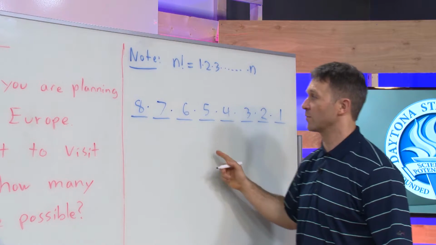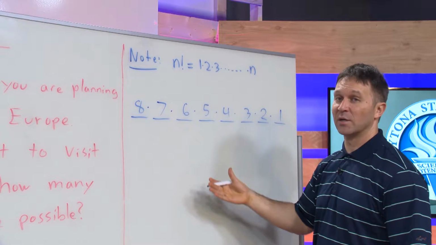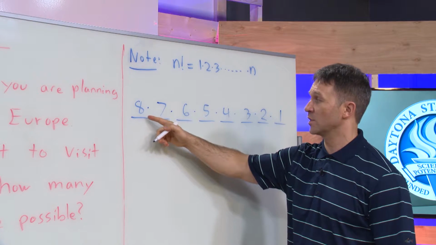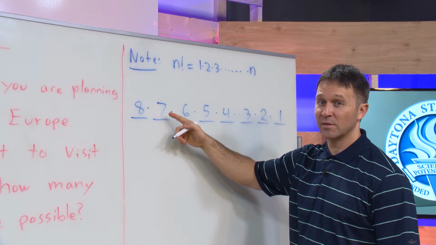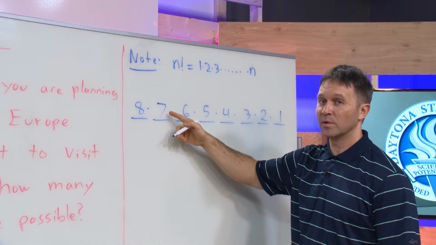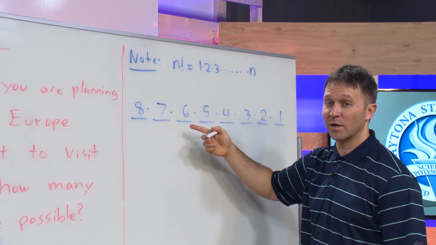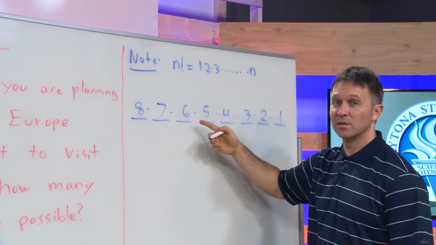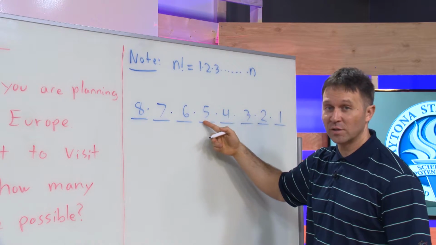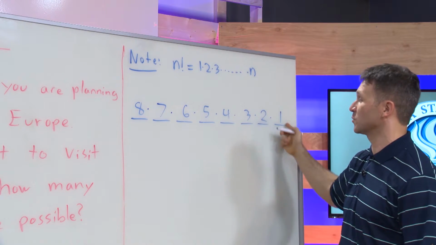So again, look at where all this came from. This is basically the fundamental counting rule. We have 8 choices for the first city. Then after that's out of the way, 7 cities for the second place to go to. Then after those 2 are out of the way, 6 choices. And then after those 3 are out of the way, 5 choices, and then so forth. 4 times 3 times 2 times 1.